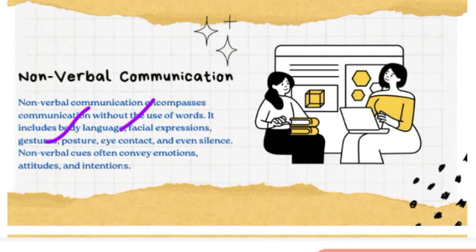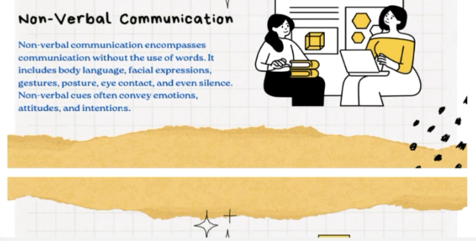Gesture means how a person is talking. Posture is how a person is standing, how the body is aligned. Then eye contact, and even silence. Even silence is a type of non-verbal communication. Non-verbal communication often conveys emotion, attitude and intention. If anyone is gazing at you, the intention is fairly clear. And attitude: if anyone is looking at you with an angry face, it shows attitude and intention through non-verbal communication. But that doesn't mean it is totally appropriate to what the message sender is trying to convey.